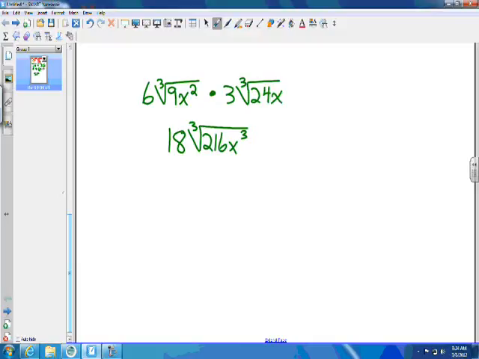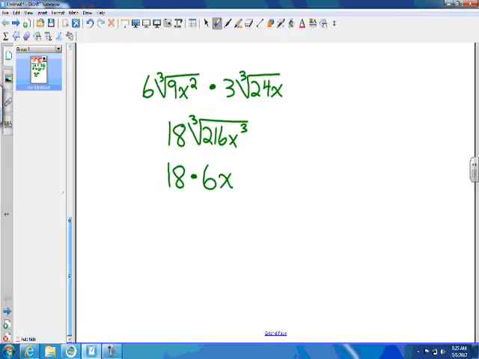And we have to simplify the cube root of 216, x to the third. You still got your 18 out front, and it is times. So what's the cube root of 216? Is that a perfect cube? It is a perfect cube. 6 times 6 times 6 is 216. So the cube root of 216 is 6, and what's the cube root of x to the third? That would cancel out and leave you with x.